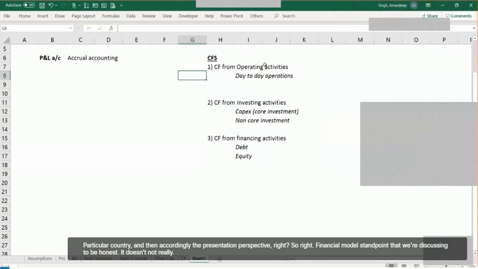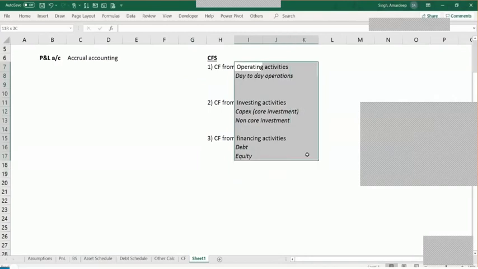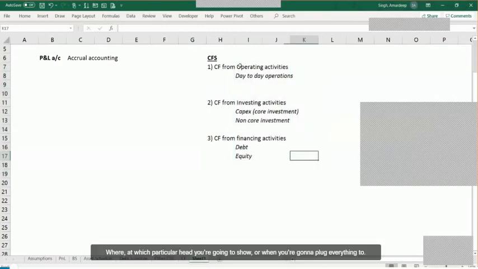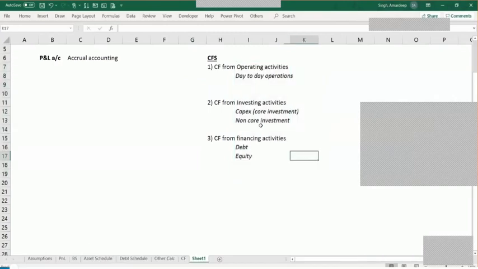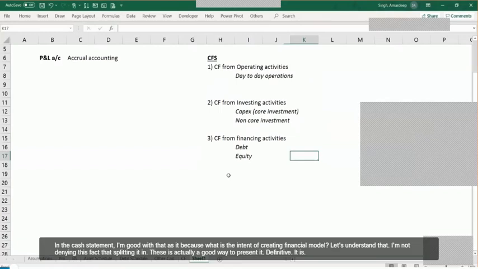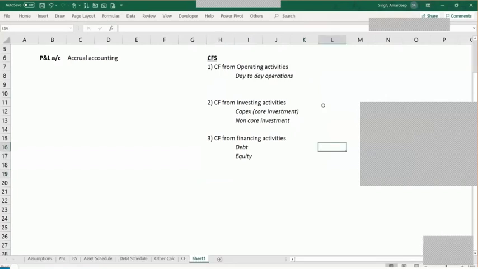So right now, from a financial model standpoint that we are discussing, to be honest, it does not really matter at which particular head you're going to show, or if you're going to club everything together in the cash flow statement, I'm good with that as well. Because what is the intent of creating a financial model? Let's understand that part. I'm not denying the fact that splitting it in these heads is a good way to present it. Definitely, it is a good way. But that is not the intent.